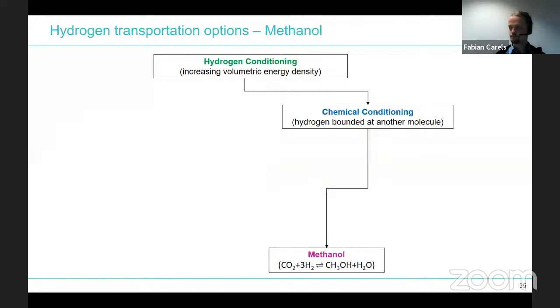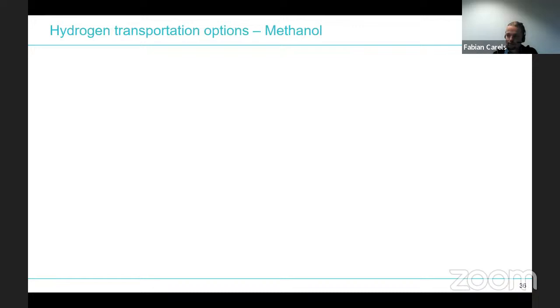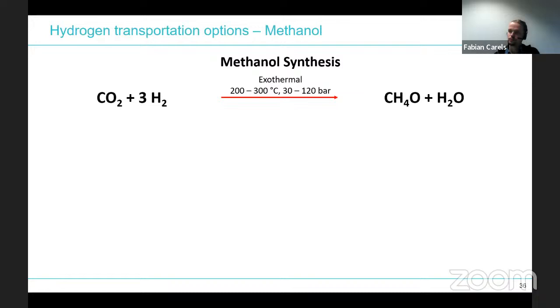The next option we have is methanol. So it is also possible, similar to the ammonia production, to produce green methanol from the green hydrogen. Here we need carbon dioxide as a carrier substance, and together with the hydrogen, we can form the methanol, which is CH4O. This process, again, as we have seen for ammonia and also for the LOHC, is exothermal. That means that we generate the heat and we lose part of the energy of the hydrogen.